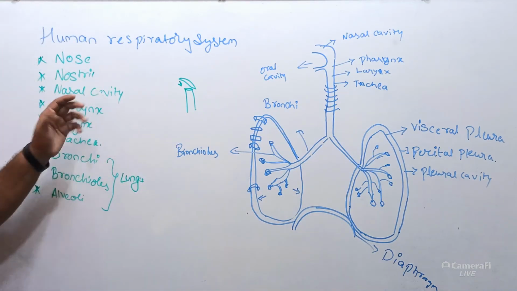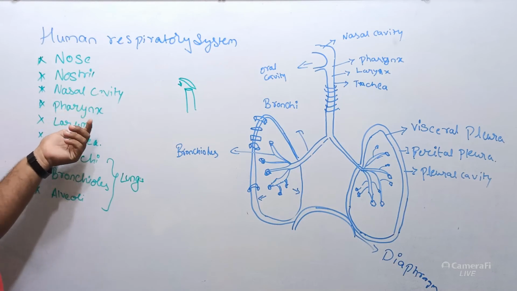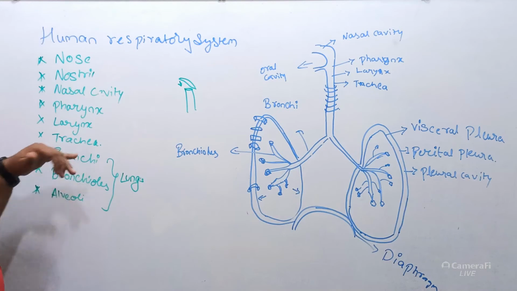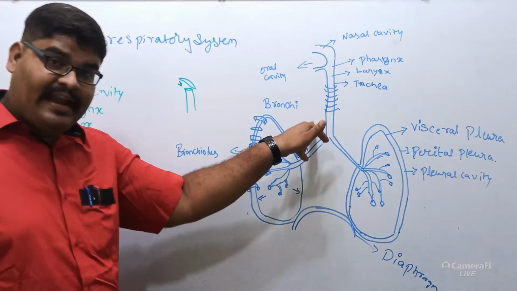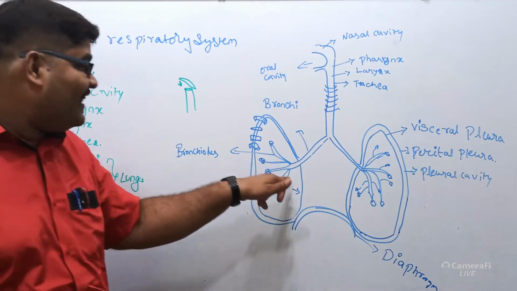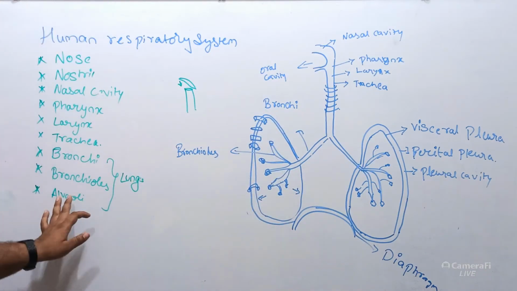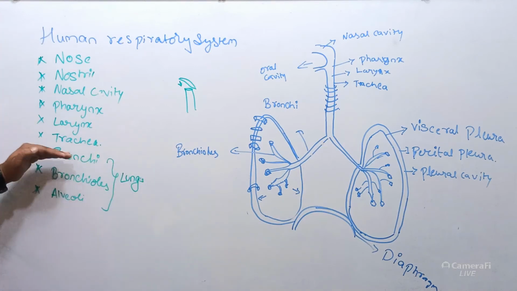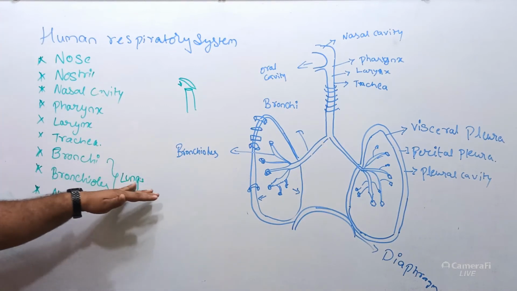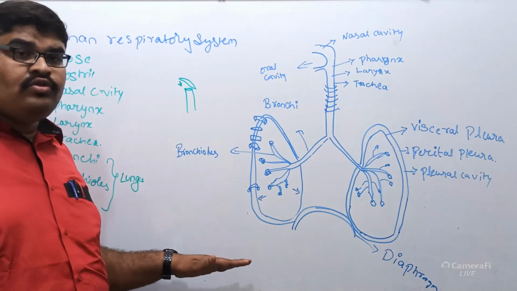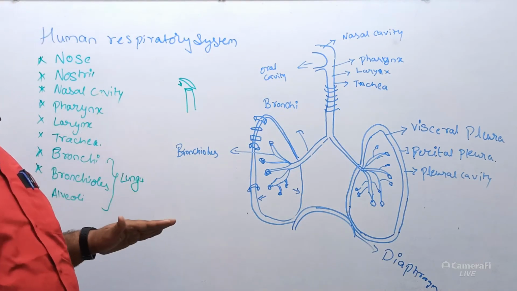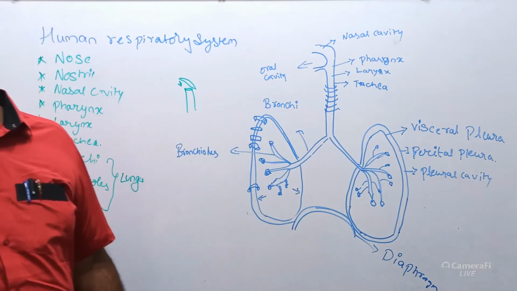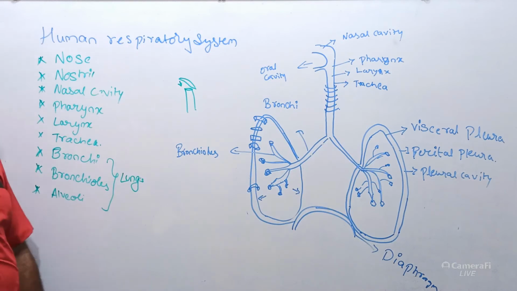Nostril, nasal cavity, pharynx, common opening, larynx, vocal cord, voice box, then trachea, windpipe, then bronchi, the branches of trachea, then bronchioles, the branches of bronchi, then the alveoli. Bronchi, bronchioles and alveoli are present in the lungs. So this is about the different structures or contents of the human respiratory system.